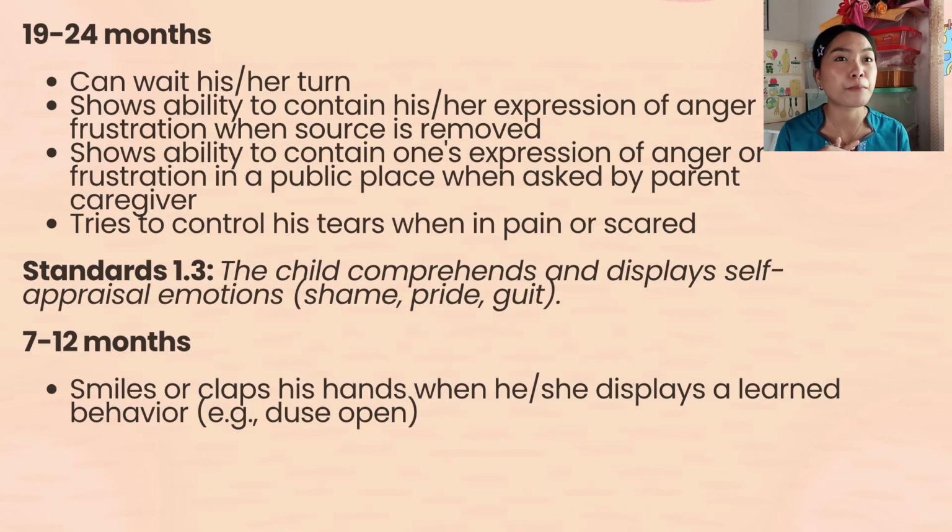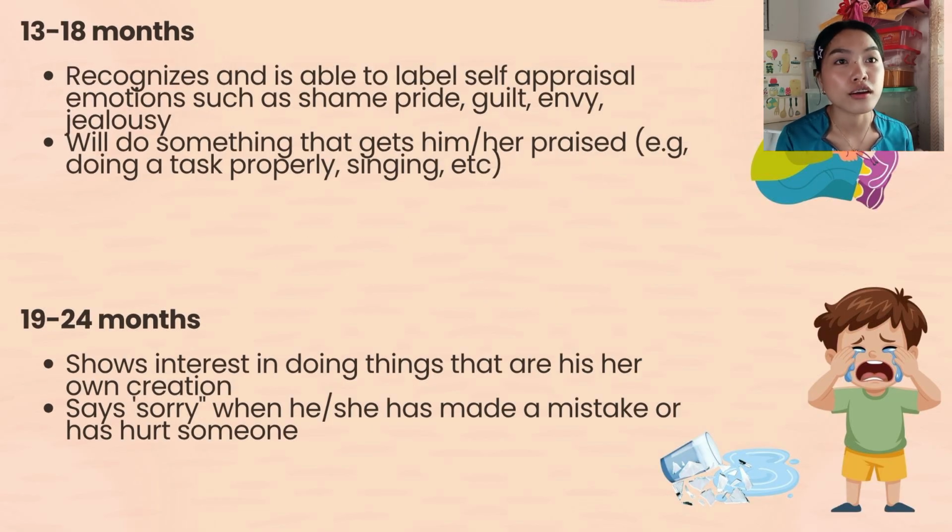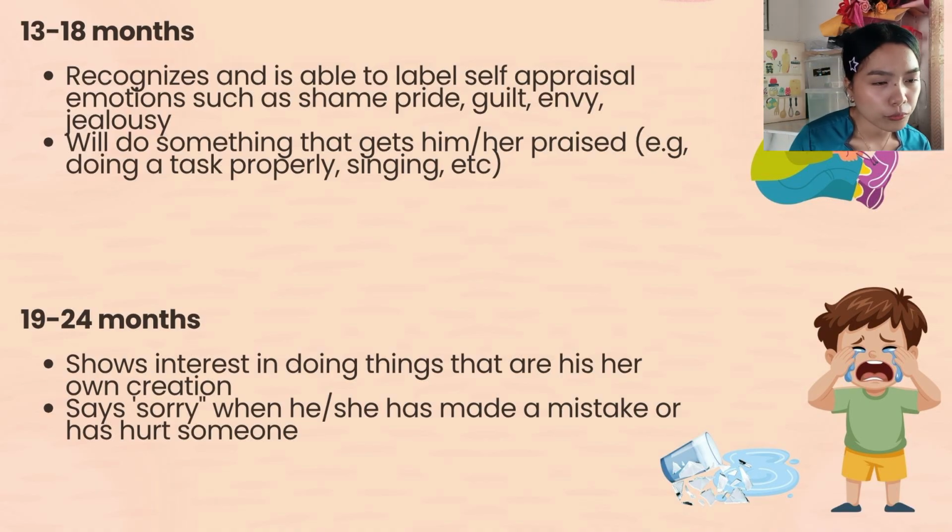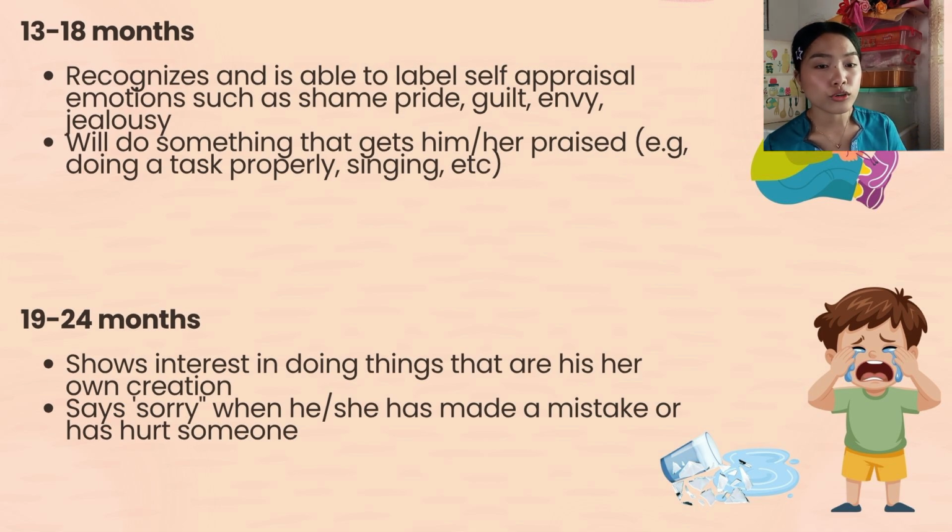And we have here, next slide, 13 to 18 months: recognizes and is able to label self-appraisal emotions such as shame, pride, guilt, envy, and jealousy. So, will do something that gets him or her praise, doing a task properly, singing, and so on. Just like in the example, this child already knows how to tie his shoelace, so will do something that gets him praise. So the mother will praise him or her, wow, very good, you can already tie your own shoelace.